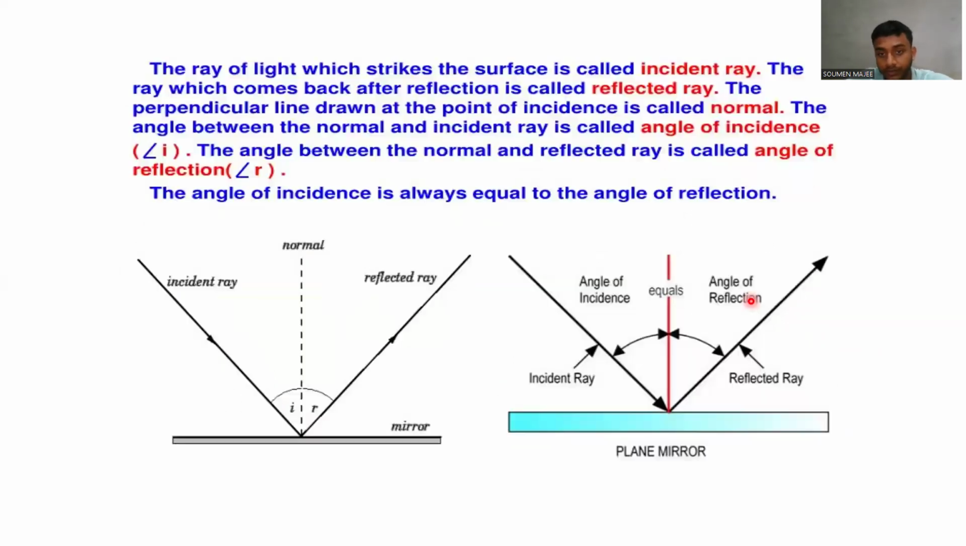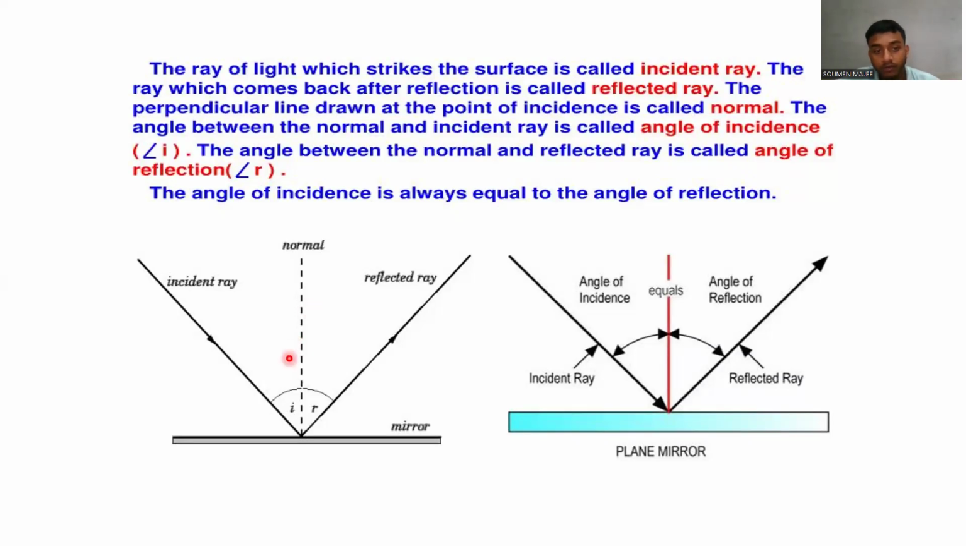So here we find generally three terms. First, from the light source, the light comes and falls on the surface. After that, it is reflected and comes to our eyes. This ray which comes is called the incident ray because it is incident on this surface, and this ray is called the reflected ray because it is reflected from this surface. Now, this is a normal. Normal means a perpendicular line to the plane.